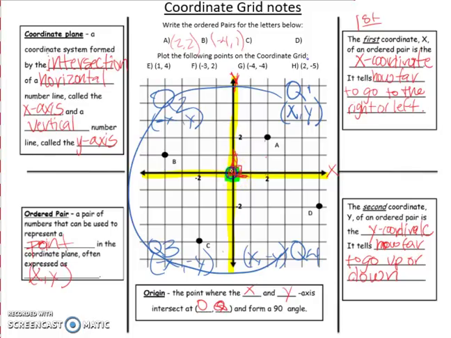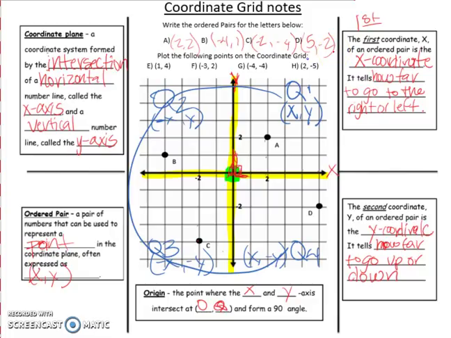C, start at 0, the origin, go over 2 to the left. So that's -2. Then we went down 1, 2, 3, 4. So our ordered pair is -2, -4. And then D, we went over to the right from 0, 1, 2, 3, 4, 5. And then down 2. So 5, -2.